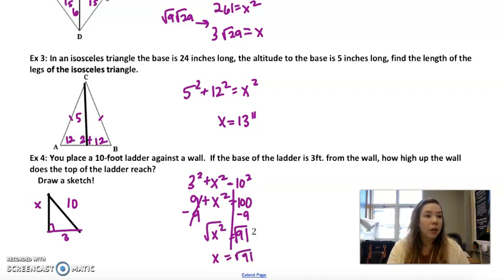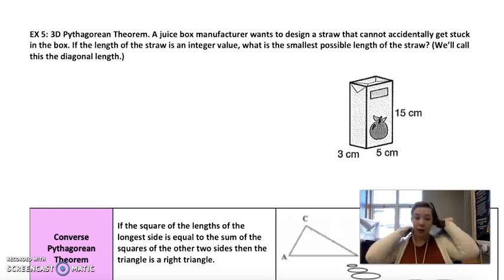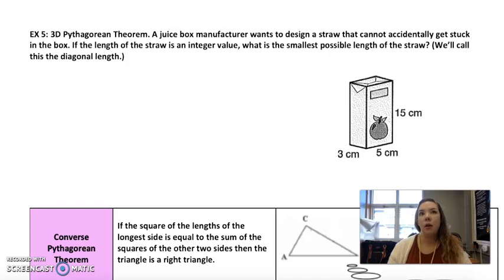All right, moving on to the back side. 3D Pythagorean theorem is something we haven't reviewed yet this year, but you've probably seen before. It's something that I work with my Math 8 students on in the spring. 3D Pythagorean theorem is a rectangular prism, so that's a 3D shape.